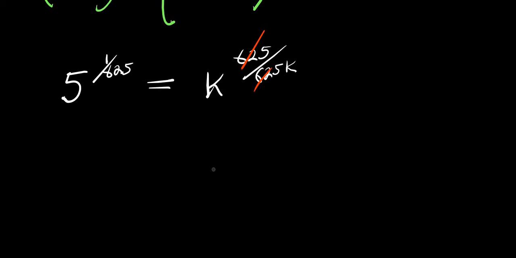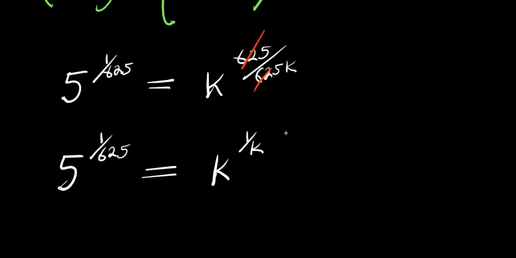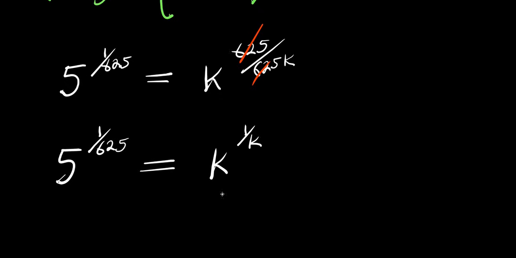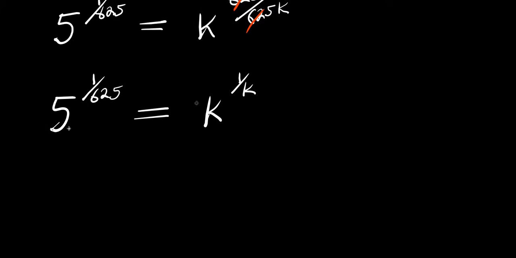Now, I'm going to have 5 to the power of 1 over 625 equals k to the power of 1 over k. And from here, I have 5 here, I have 625 here, I have k here, I have k here. So what I'm going to do will be to ensure that this 5 here is the same as the 625 here, because the k here is the same as the k here.